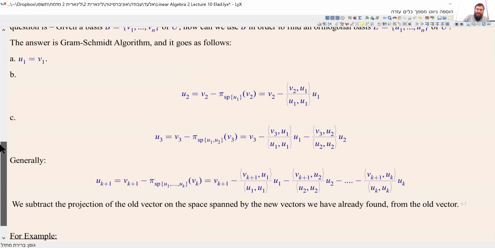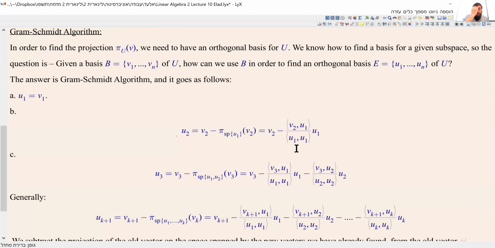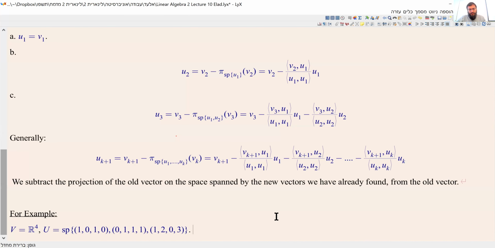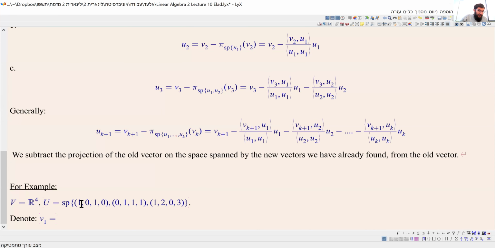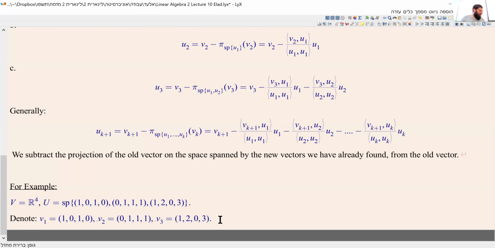In order to have the same notation as the general description of the process, let's denote our vectors v1, v2, v3. Not very important. And moreover, one can denote v1, v2, v3 in whatever order he wants. If you think the calculations are easier when you start with 1, 3, 1, 2 and not with 1, 0, 1, 0, you can do it. It's fine. It's a set. It doesn't have any specific order.